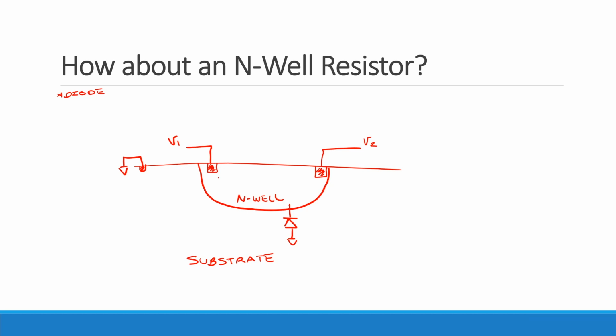So if I reverse bias it, that also means I'm going to have some kind of depletion region here, right? So as you also mentioned, if I have that, that means I get some capacitance.